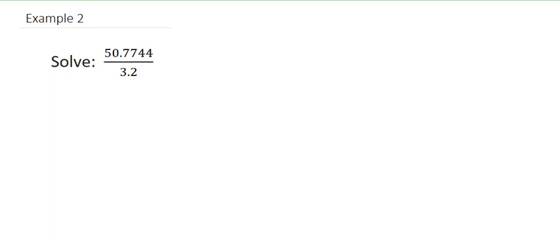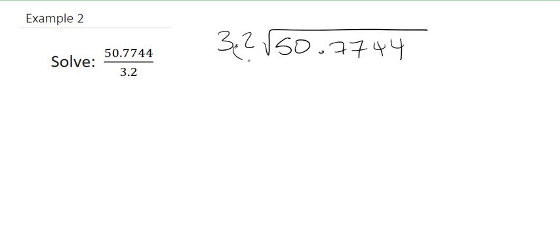So let's move the decimal over 1 on the divisor, and we're going to do the same to the dividend. So now we have 32 going into 507.744. And now we can start our long division. 32 goes into 50 one time. So 32 times 1 is 32. And we subtract, and we have 10 minus 2, which is 8. 4 minus 3 is 1. So we have 18.